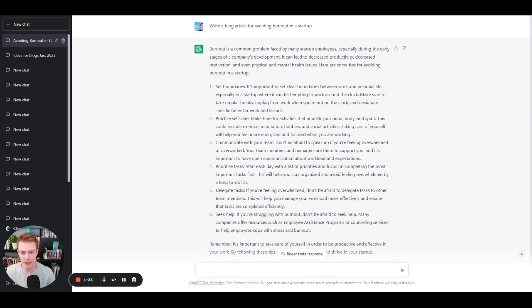So maybe I want to take out prioritize tasks, or maybe I want to combine these 2 points, or maybe I want to get rid of this point or add a new point. It's endlessly customizable because now I'm not starting with a blank page. I have this template basically. Here's a template article about avoiding burnout in a startup. And so the beauty of ChatGPT is giving you content that is, hopefully 99% of the way there.